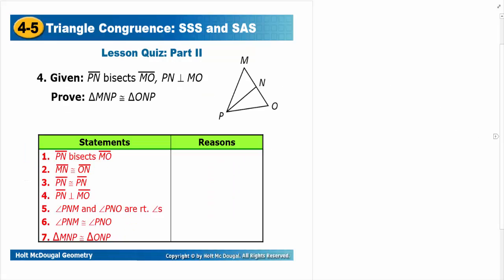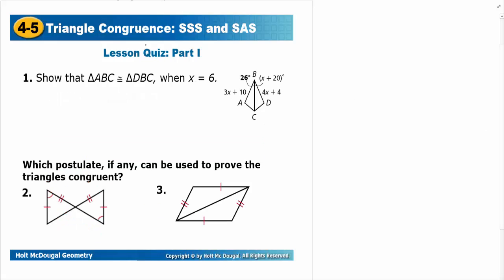There are 2 parts to the lesson quiz. Part 1, again, show that these triangles are congruent when x is 6, just like the example I did in the notes. Plug in for x, and then see if we're going to have side angle side or side. But you have to show the work. Don't just write the statement that the triangles are congruent by whatever postulate. I need the work. For numbers 2 and 3, which postulate can be used to prove the triangles congruent? Sometimes you may have to add some angles, so add as much as you can, and then look and see, is it side or side angle side?